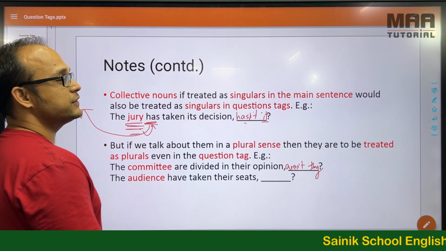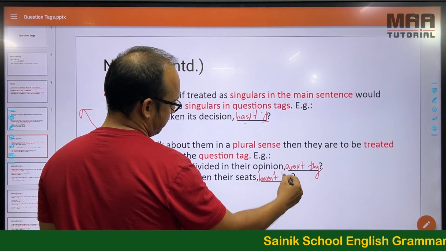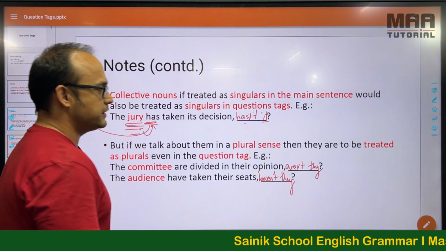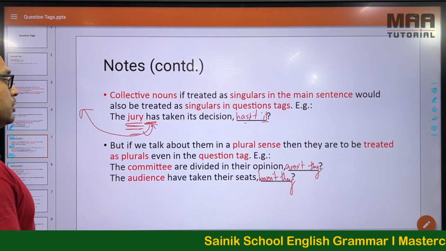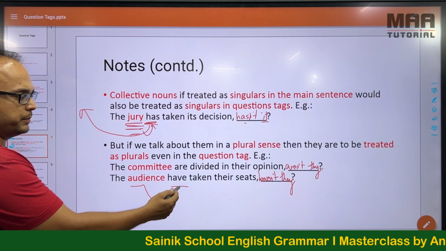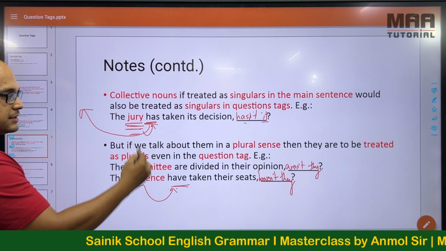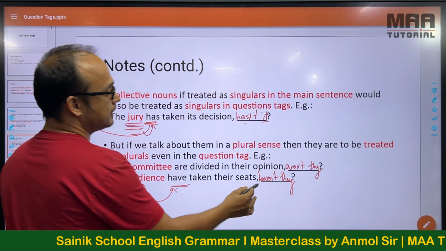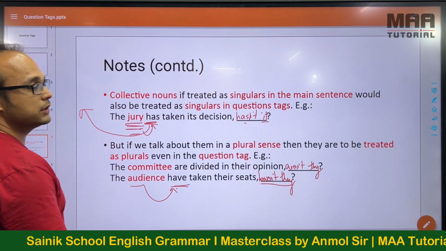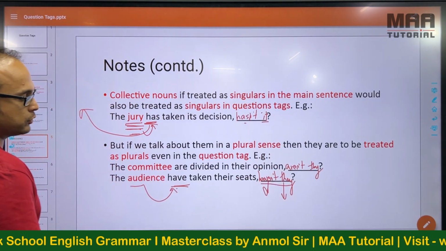The audience have taken their seats, haven't they? So the audience here is being treated as a plural. We know, because have is being used here. It means it's being treated as a plural. Have is for plural, has is for singular, third person. And then in the question tag as well, we will use the plural verb and the plural pronoun.